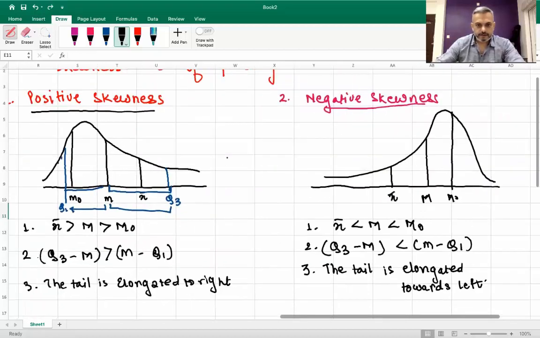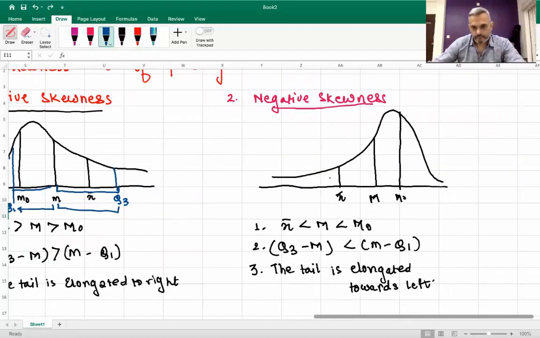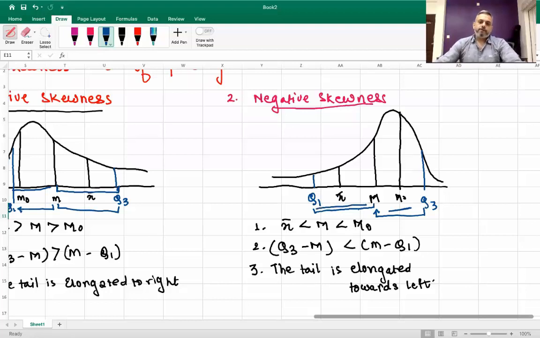Let's change the color. M minus Q1. Okay. So Q3 minus M is less than, so let's say this is Q3. Q3 minus M is less than M minus Q1. So this area is lesser than this area. So second condition, and you can see the tail moving towards the left.